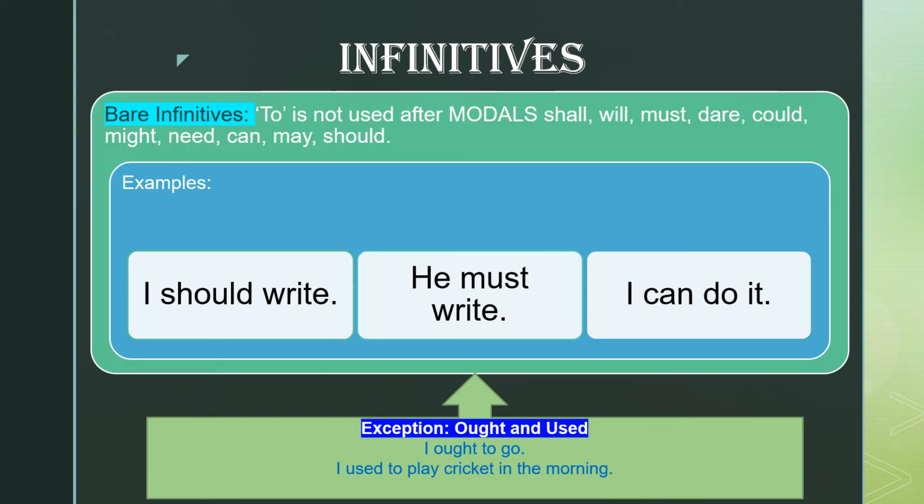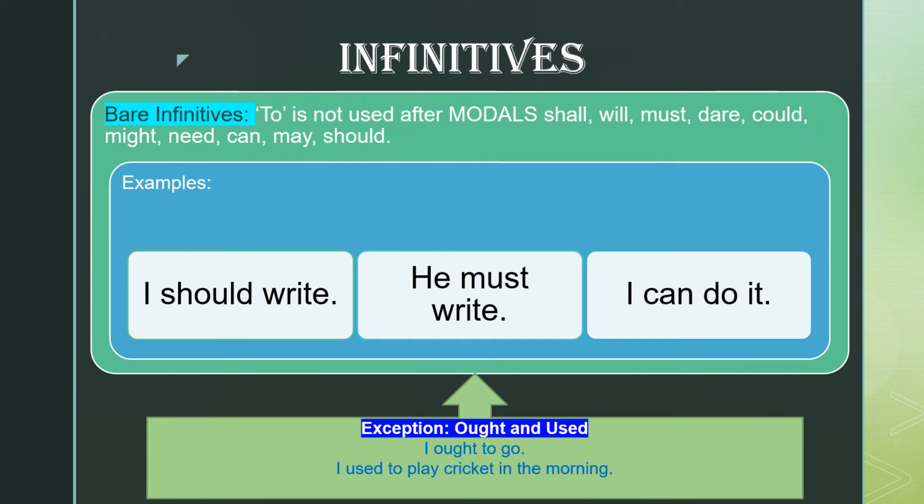The third type of infinitives that we have are bare infinitives. These infinitives do not use the word to. In general, infinitives will be those verbals that follow the word to, but bare infinitives will not follow the word to. And because they're not following the word to, these will be used with auxiliary modals that we have.